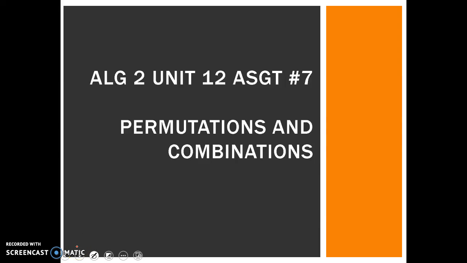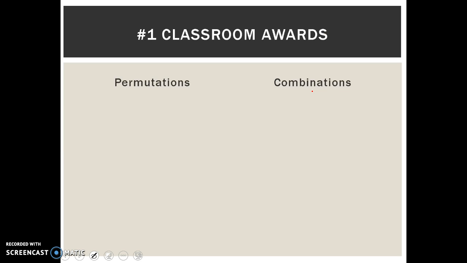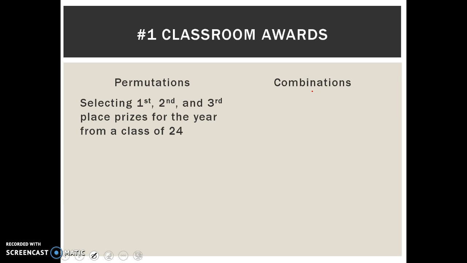All right, so we're on assignment number 7 for Unit 12, which is on permutations and combinations. Let's go ahead and get started. What is a permutation and a combination? Let's just give you two examples here.